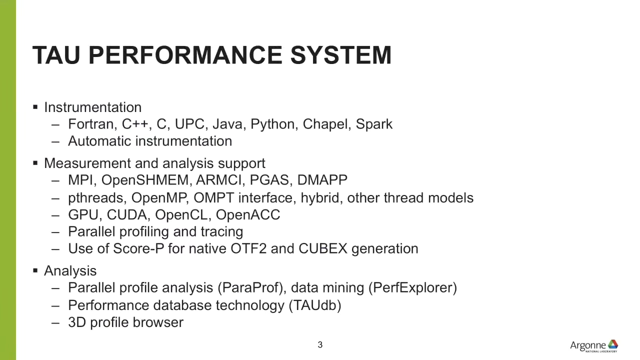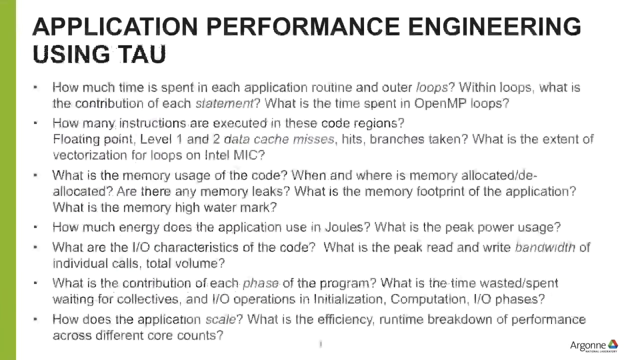And we'll see that TAU generates performance data using either profiling or tracing modes of measurement. We can also use the Score-P package. It's an excellent package which can be used to generate native OTF2 traces and generate efficient call path profiles in the CubeX format. And you'll see that TAU has many different interfaces to other tools, such as the PAPI toolkit for accessing hardware performance counter data. For analysis, we have ParaProf and PerfExplorer tools, and we also have a database called TAUdb. We have a 3D profile browser in ParaProf, which I will demonstrate in today's talk.